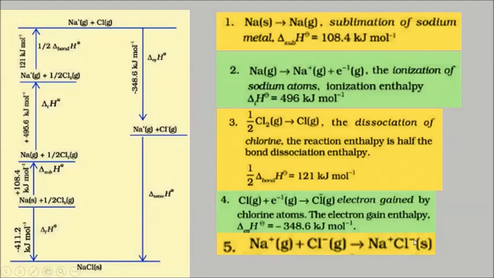And the last step is that the sodium ion and the chloride ion in the gaseous forms combine to give sodium chloride. This full cycle is said to be the Born-Haber cycle. And here we get the different enthalpies which together give 788 kilojoules per mole for the dissociation of NaCl.